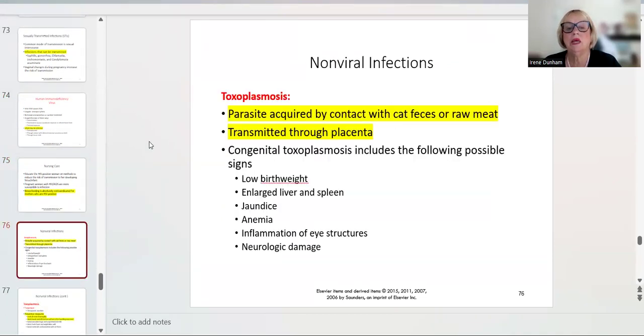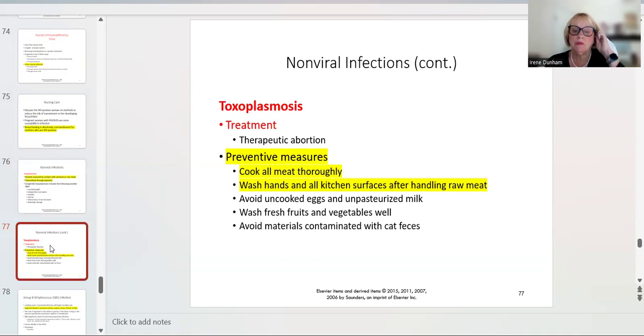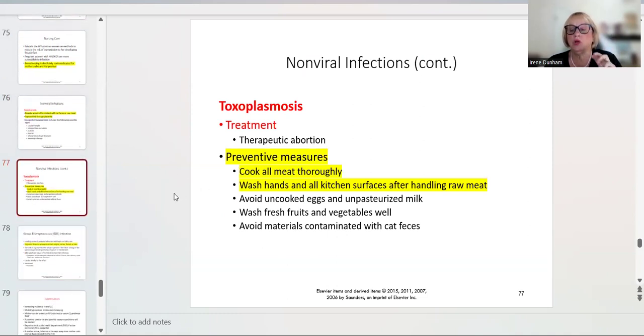All right, so I already talked about the different infections on TORCH. I made some slides that go over each one, like toxoplasmosis and the treatment. The treatment is cook all your meats thoroughly and wash hands and all kitchen surfaces after handling raw meat. A pregnant woman should always avoid uncooked eggs. Well, I can't eat raw egg anyway. And then, of course, wash everything.